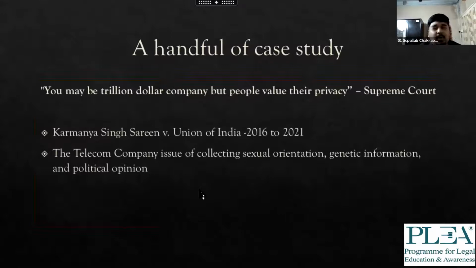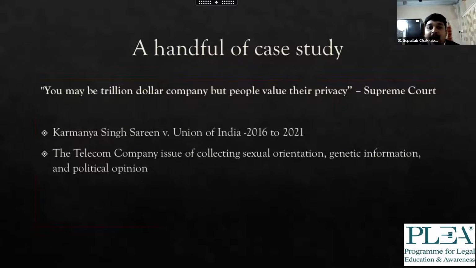Another example of bad drafting of a privacy policy is, I can't name the company, but most of you will be able to guess it. It's a famous telecom company, and apparently it provides only network services, but it collects information like your sexual orientation, your genetic information, and your political opinion. Now you see how this is a solid example of bad drafting of a privacy policy, because a telecom company has zero use for such kind of data, but they have just decided to keep it, and their lawyers have drafted it just for the heck of it, thinking, let it be there. What's the harm?